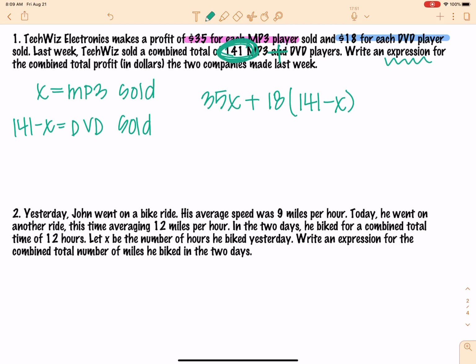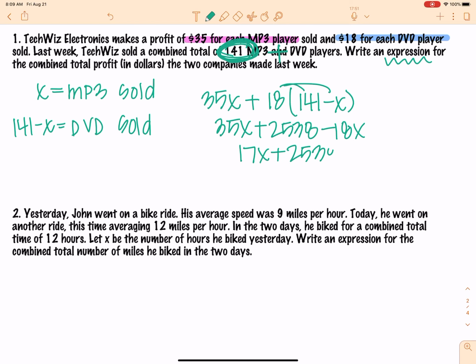Okay, and now all you have to do is combine like terms and distribute. So 35X plus 2538 minus 18X. And then just combine, so you get 17X plus 2538. And again, that's your expression for the combined total profit.